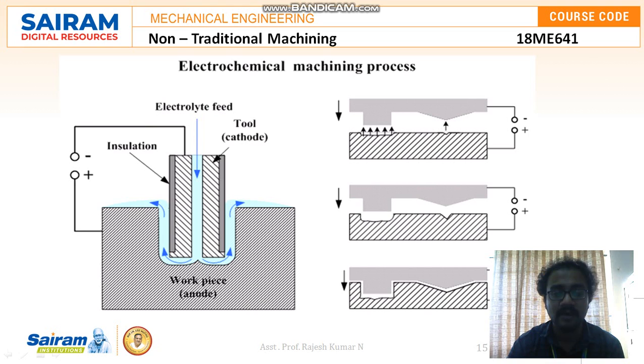And we are all aware that sodium chloride is the electrolyte we are using, and it is properly insulated with a proper material. And the tool is connected with a negative current charge, that is the cathode, and the workpiece is connected with the positive current charge, that is nothing but anode.